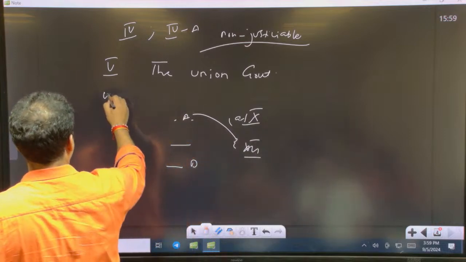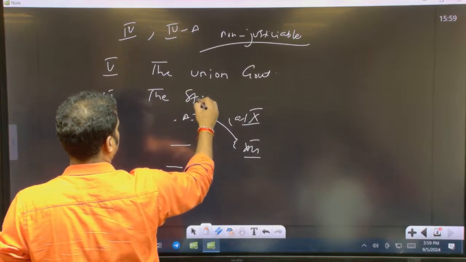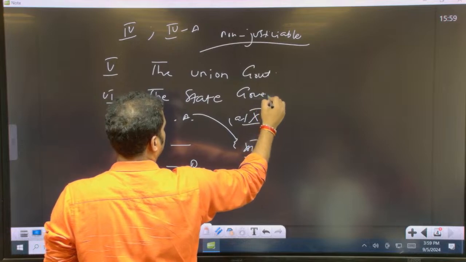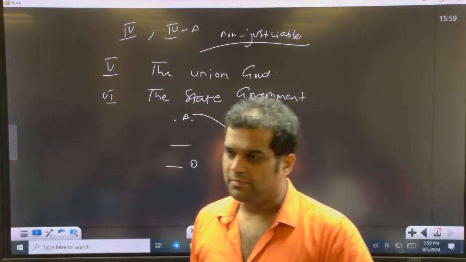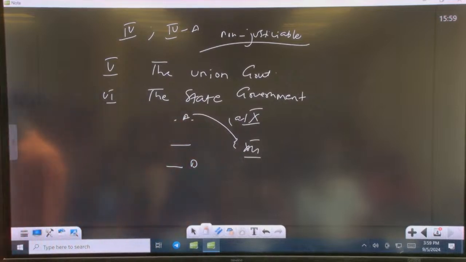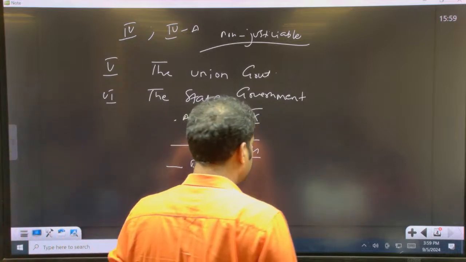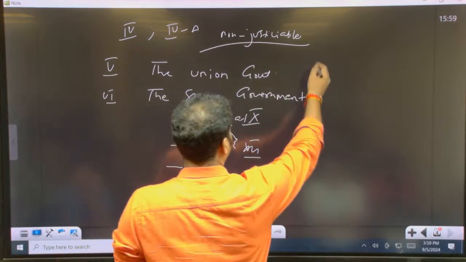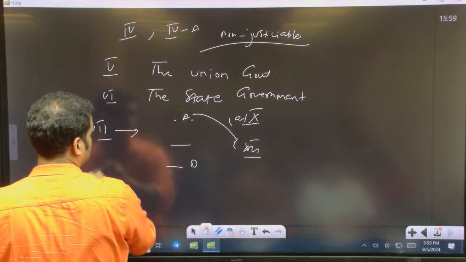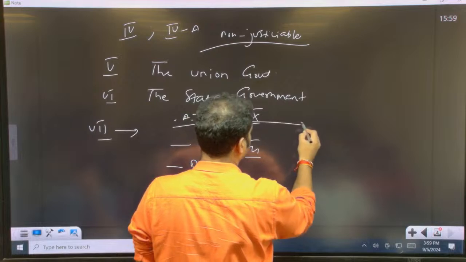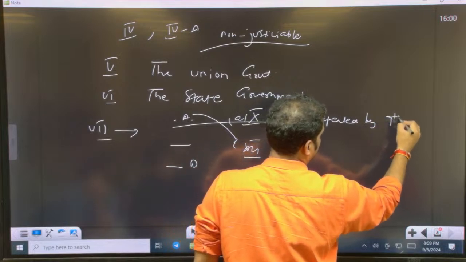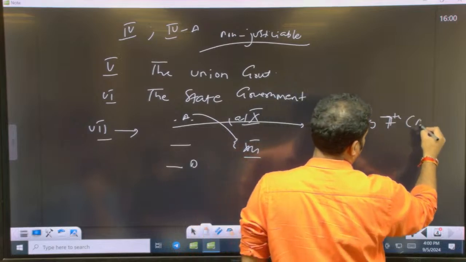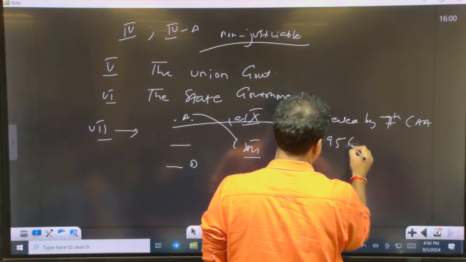Part number 6, the State Government. Now write Part number 7: repealed by the 7th Constitutional Amendment Act, 1956.